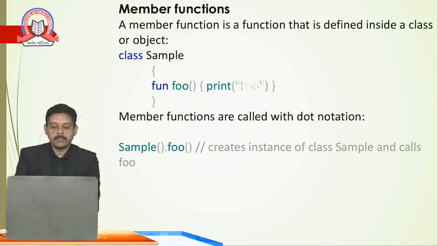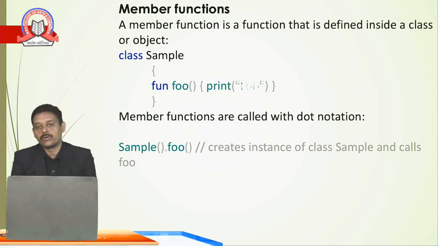Now what is meant by member function? A member function is nothing but whatever we have declared or defined in a class becomes a member of that class. For example, if I create one class Sample and I declare one more function, that is function foo, that function will become a member function of the Sample class, which we can use with the instance, just like Sample().foo.